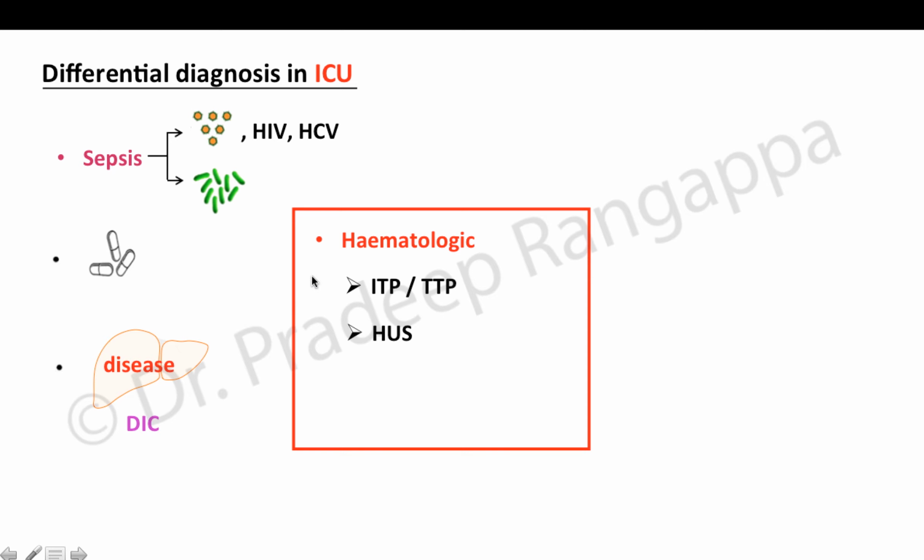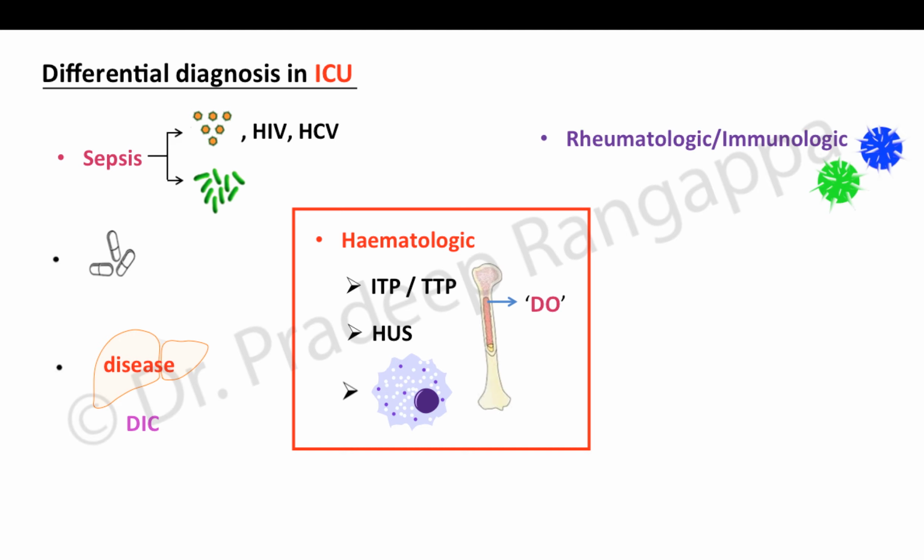And there can be typical hematological conditions that get admitted to ICU like ITP, TTP, or hemolytic uremic syndrome, thrombotic thrombocytopenic purpura, and immune thrombocytopenic purpura. So these are the typical conditions which can get admitted to ICU with bleeding manifestations. And this is macrophage activation syndrome. So these are the typical hematological causes of thrombocytopenia and bone marrow disorders.